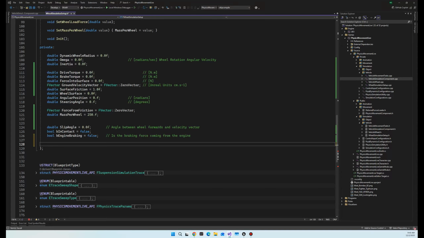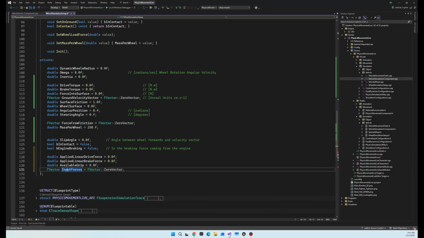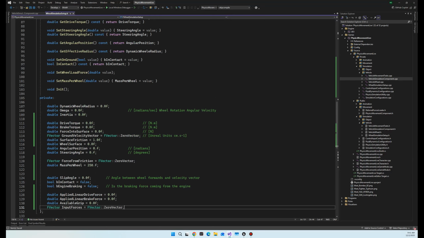Let's see, applied linear drive, brake. Yep, I'm going to need all this too. So this is the applied linear drive force, applied linear brake force, and then the available grip. So this is a very important one. This is the available grip that we have to work with, and then we have the input forces here. Again, this is everything that we're going to be calculating per tick during the simulation, and that's per physics tick, not game tick. All right, so that's all the variables.